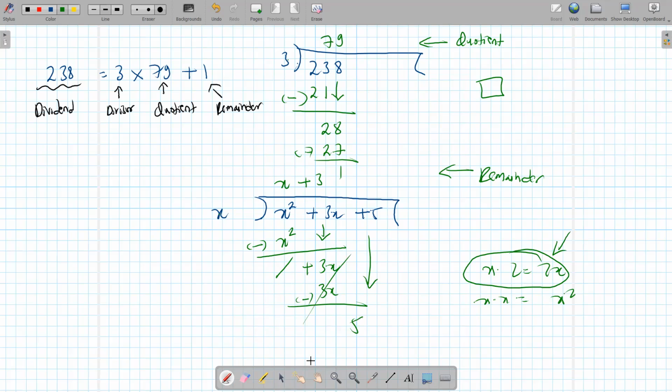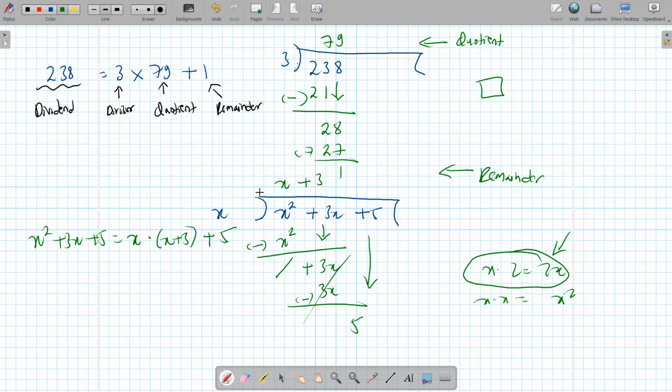Does x go into 5? No, it does not. So what does this mean for us? This means our dividend, x squared plus 3x plus 5, is equal to our divisor, which was x, times our quotient, which was x plus 3. And then you have a remainder of 5 on the side here. Okay?